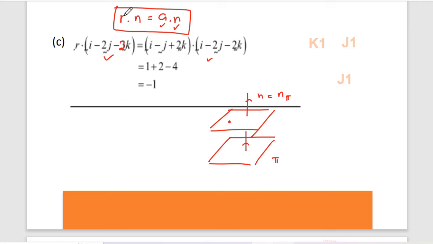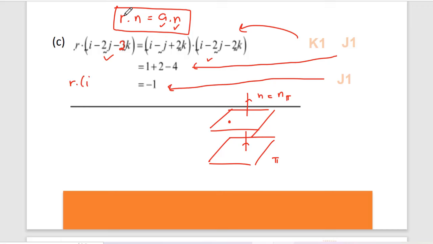So, kita boleh buat I minus J plus 2 plus 2K. So, just masukkan dalam formula ni. Okay, and then awak dotkan A dot N, kita akan dapat negative 1. Okay, so here, K1 is bila awak masukkan vector A dengan vector N yang betul. Okay, so dapat K1. Okay, and then J1 is bila awak dotkan A dot N ni kita dapat J1. Okay, and then final answer, vector equation of plane, R dot I minus 2J minus 2K equals to negative 1. Ini kita dapat J1. Alright, okay, so itu untuk part C.